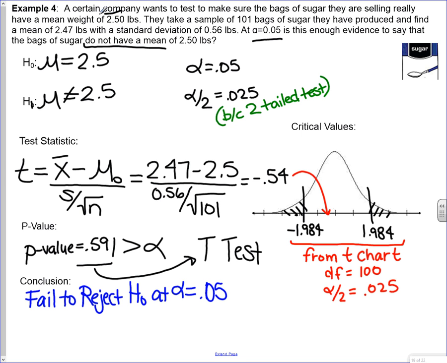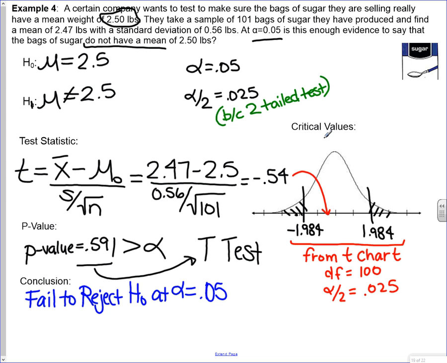This is the weight that they want the bags to have, right? 2.5. So that's going to be our null and alternative mean. So mu is equal to 2.5 and mu is not equal to 2.5. Our test statistic here, if we were doing this by hand, we would do t equals x bar minus mu sub 0 over s divided by the square root of n. We plug in our values here and we get negative 0.54.